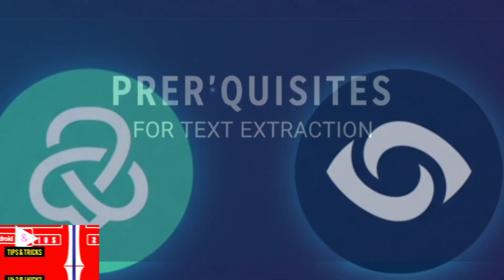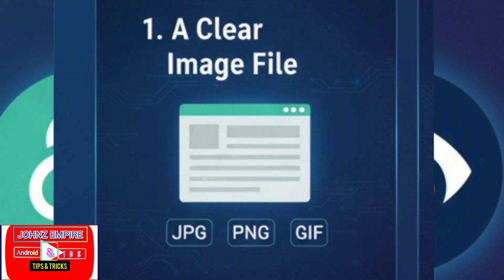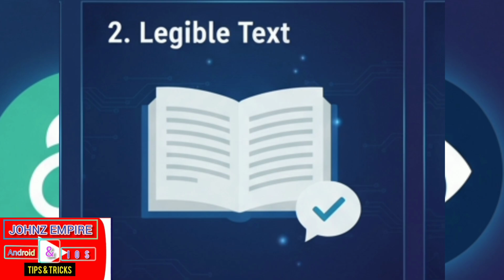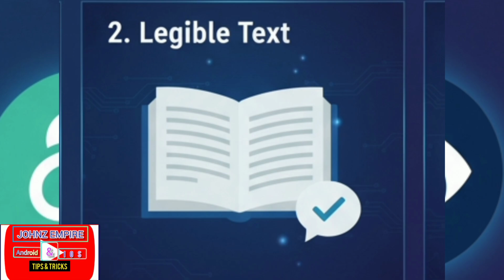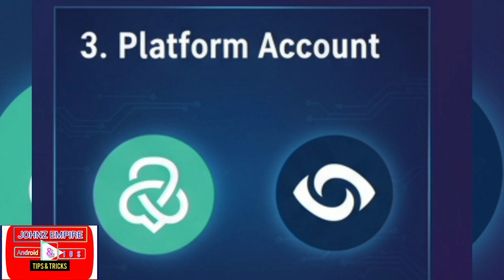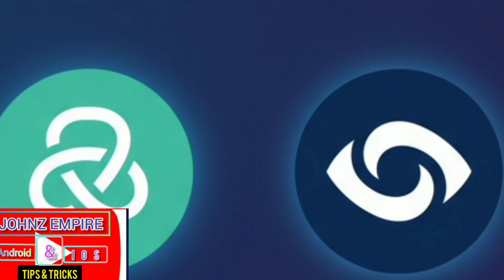Prerequisites: 1. A clear image file, JPG, PNG, GIF. 2. The text should be legible and in a supported language, primarily English works best. 3. An account on the platform you choose to use. Some features may require a paid subscription for ChatGPT.